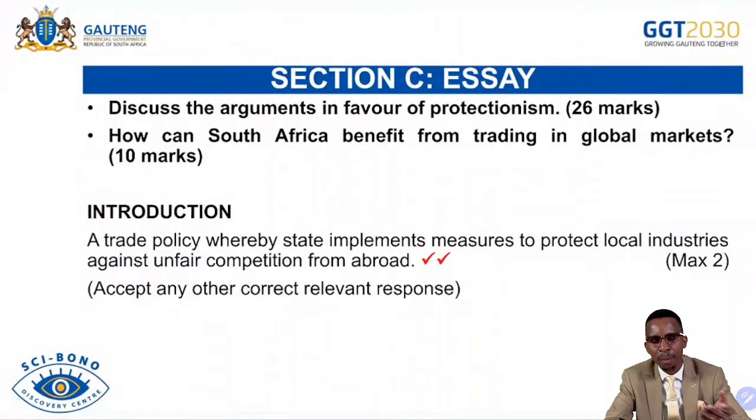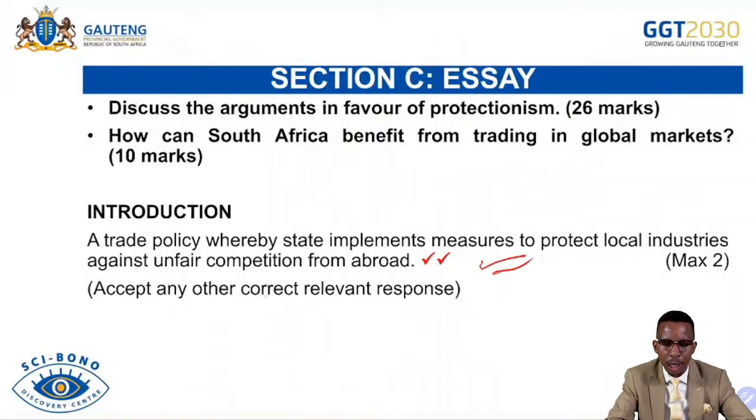And then this is the example of an essay under protectionism and free trade, discussing in detail arguments in favor of protectionism, 26 marks. How can South Africa benefit from trading in the global markets, 10 marks? So the first thing is the definition. The trade policy whereby the state implements measures to protect local industries against foreign unfair competition.